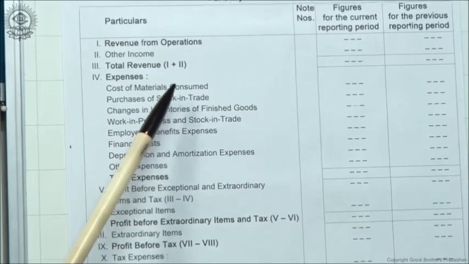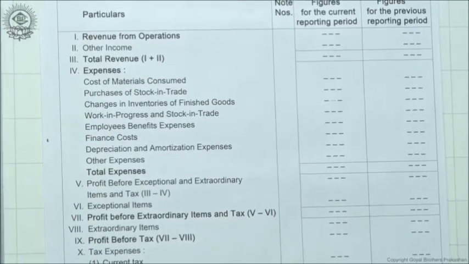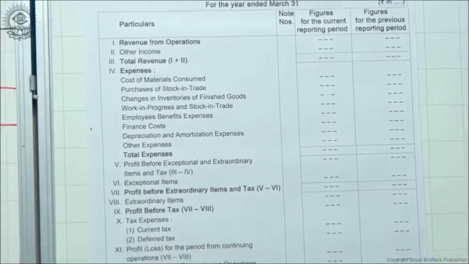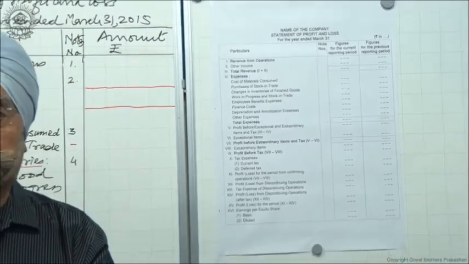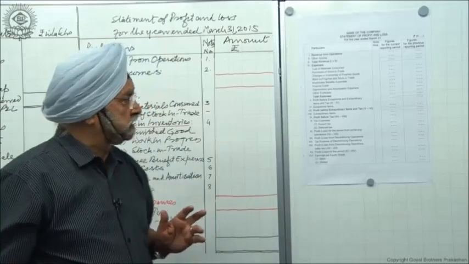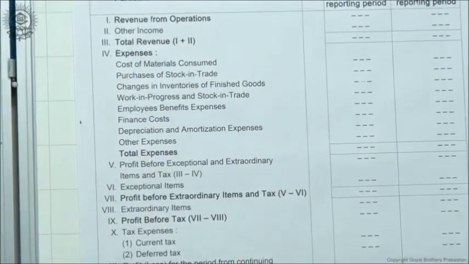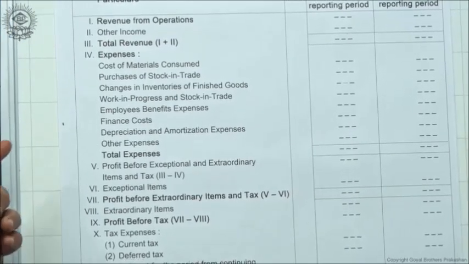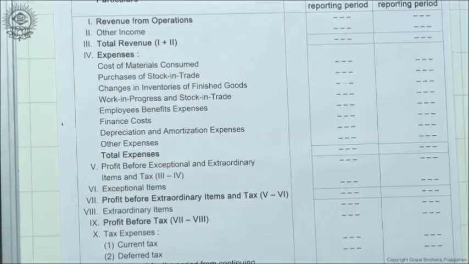Now the next item is purchases of stock in trade. What is the difference between stock in trade and this? The first one is meant for manufacturing companies, and stock in trade means the company is buying ready-made goods and selling them at a higher price as they are. So this item is purchases of stock. There is no adjustment for opening or closing stocks here. Only purchases are to be mentioned here.